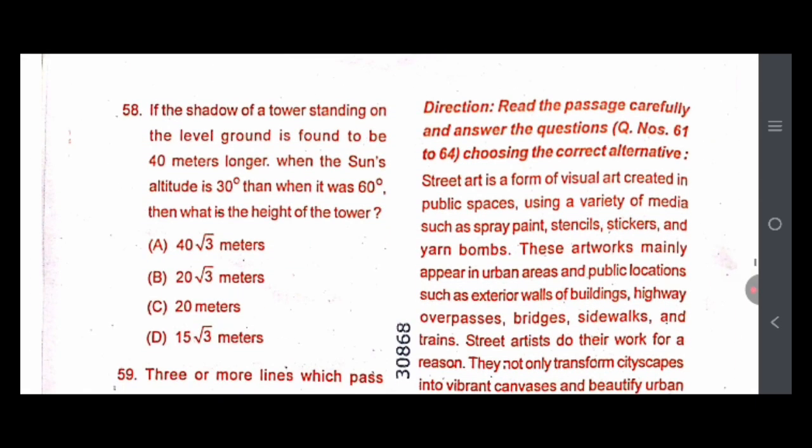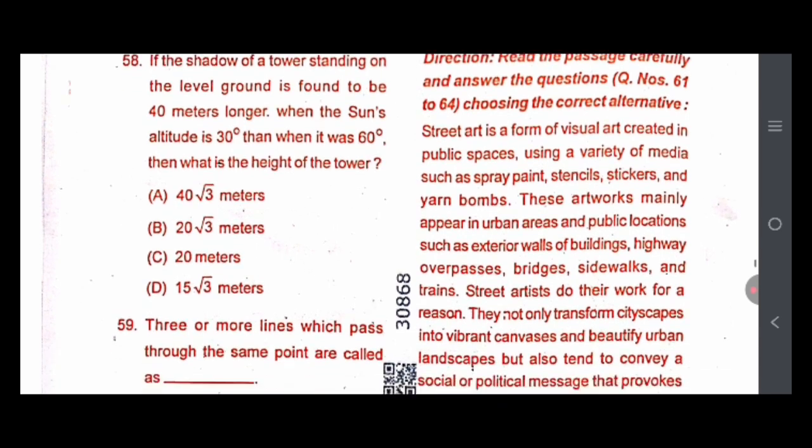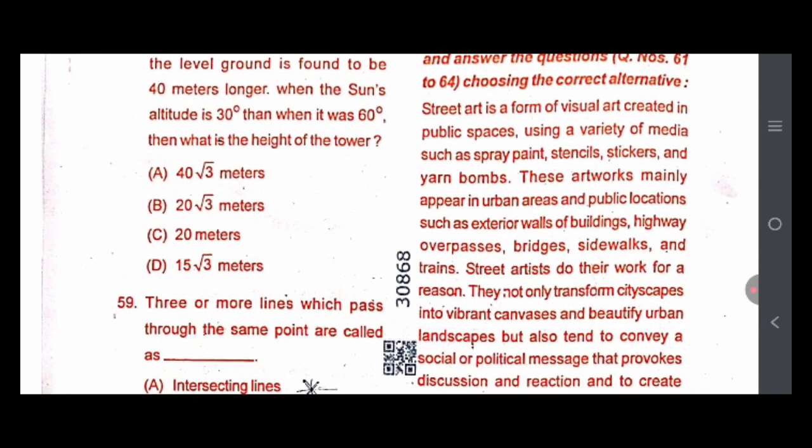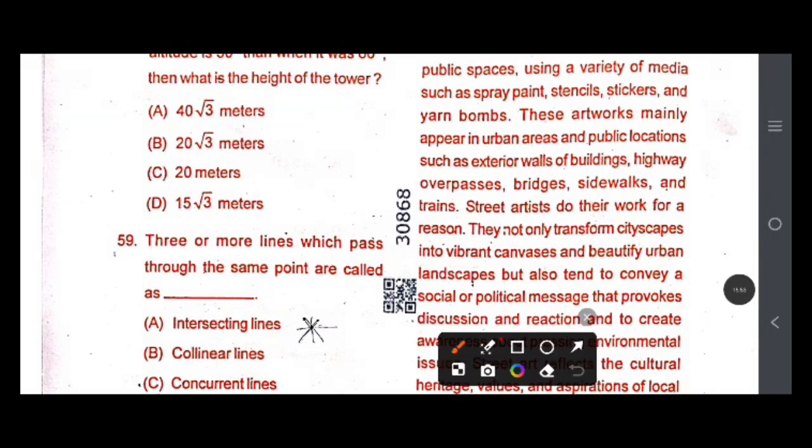If the shadow of a tower standing on level ground is found to be 40 meters longer when the sun's altitude is 30 degrees than when it was 60 degrees, then what is the height of the tower? The correct answer is option B, 2√3 meters.